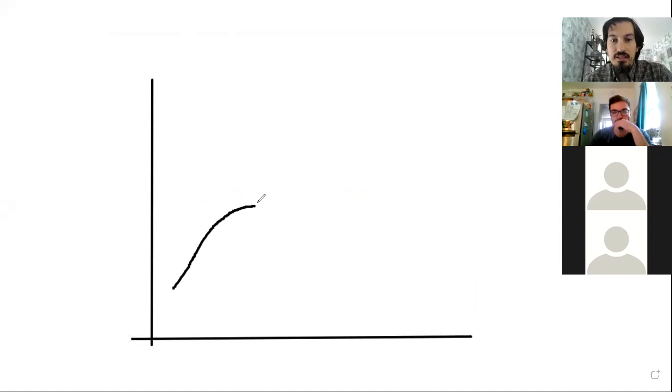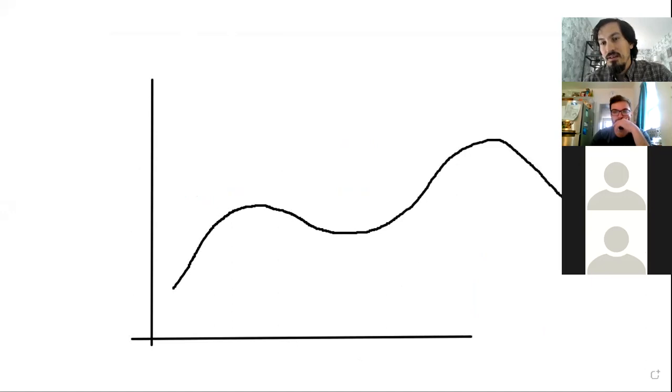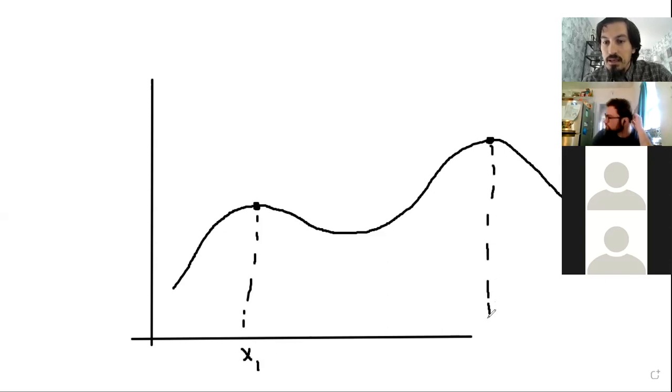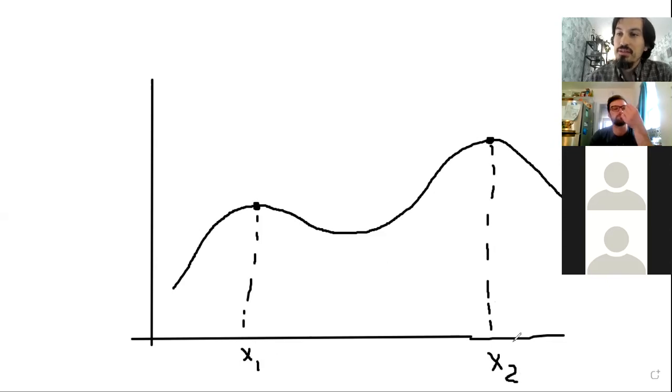Here's a function which has a local max there. Oh, but wait, it has another local max there. This is a function where x1 is a local max, x2 is also a local max, but only x2 is the global maximum of this function f. This is the function f of x. And you can kind of see where the problem is.